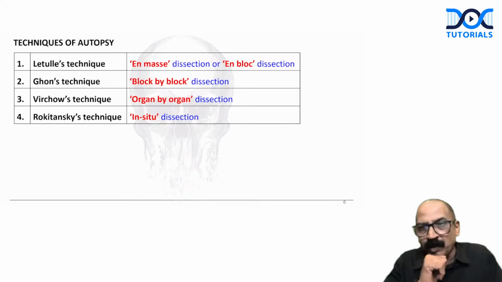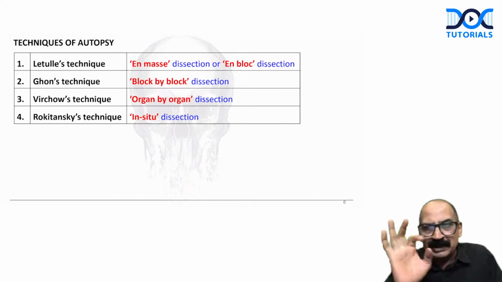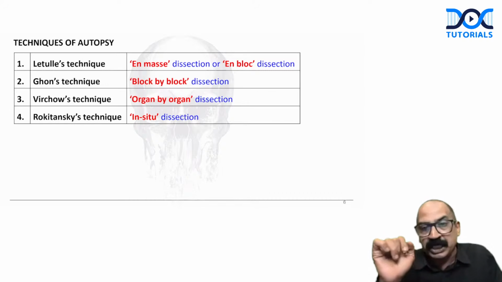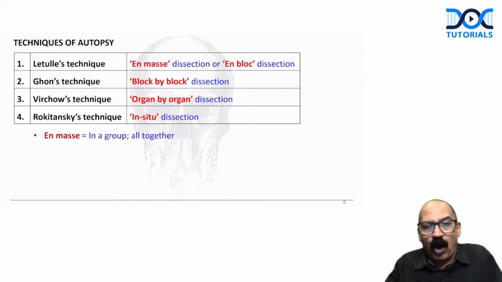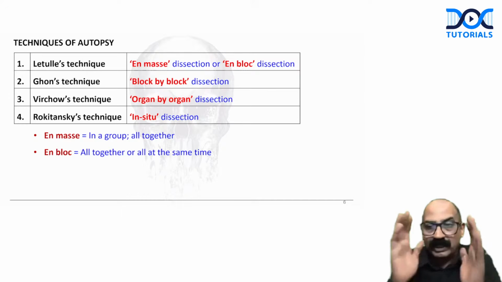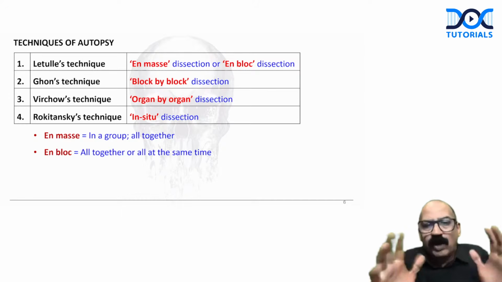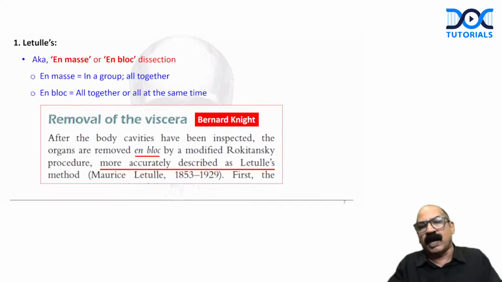But here the problem is, teachers, in some books, some authors also mention Gohn's technique as en-block dissection. That is wrong. It is given perfectly only in a standard international textbook, Bernard Knight's forensic medicine or forensic pathology. En-masse means all together or in a group. En-block means the same. En-block, en-masse, both mean the same. All together or all at the same time.